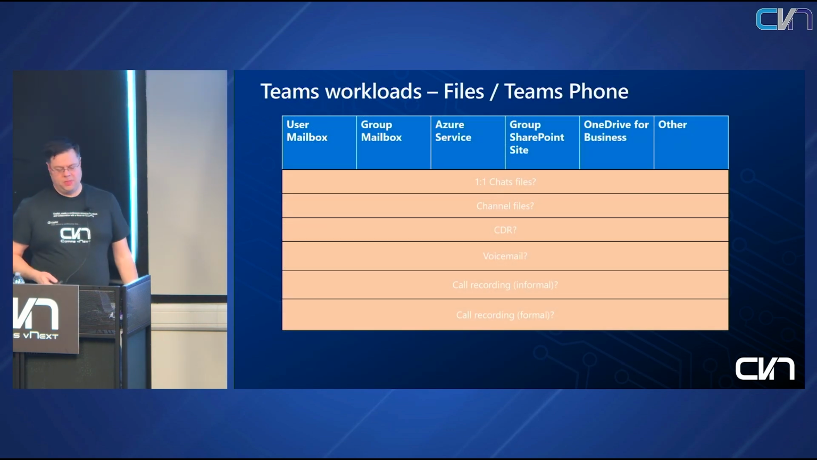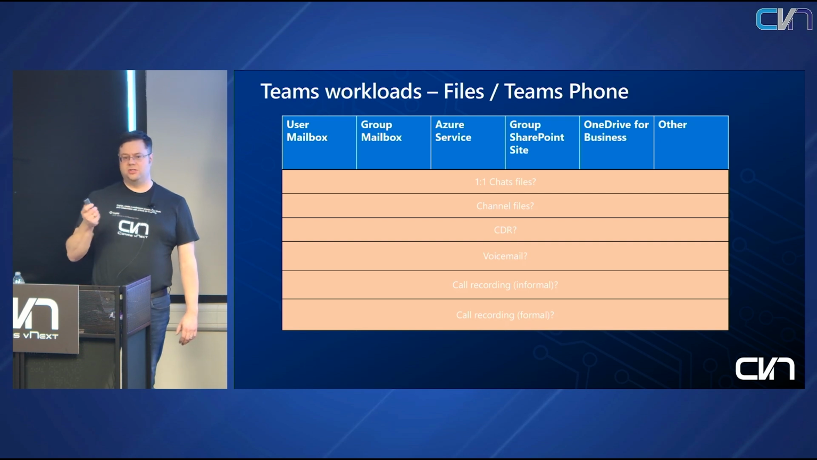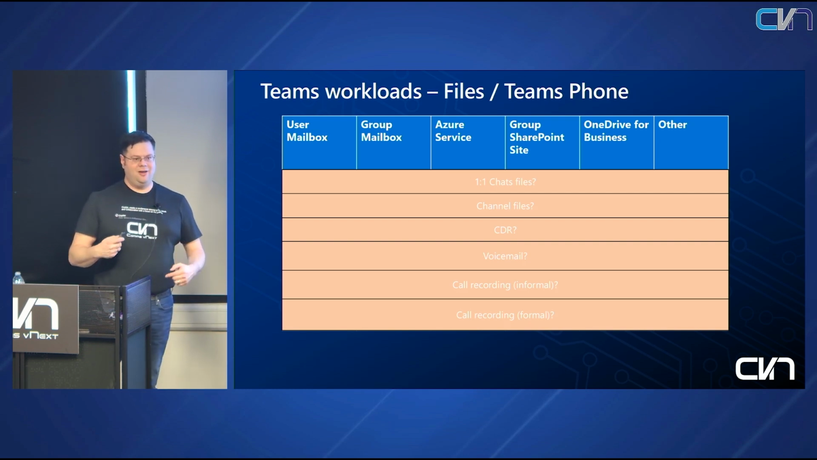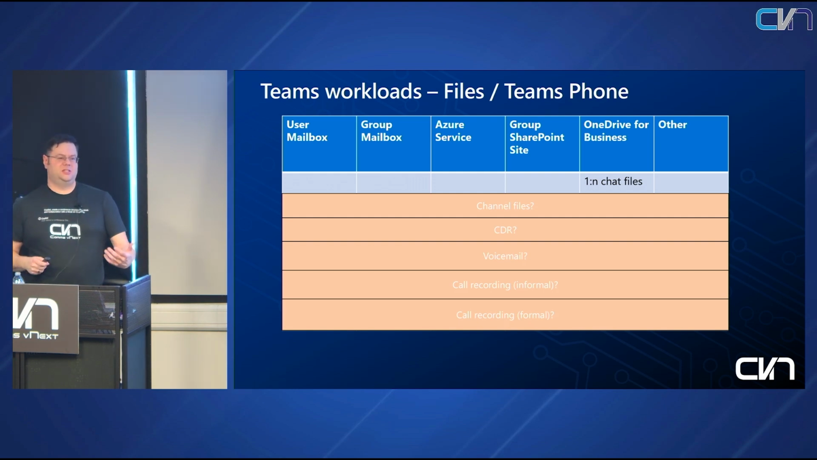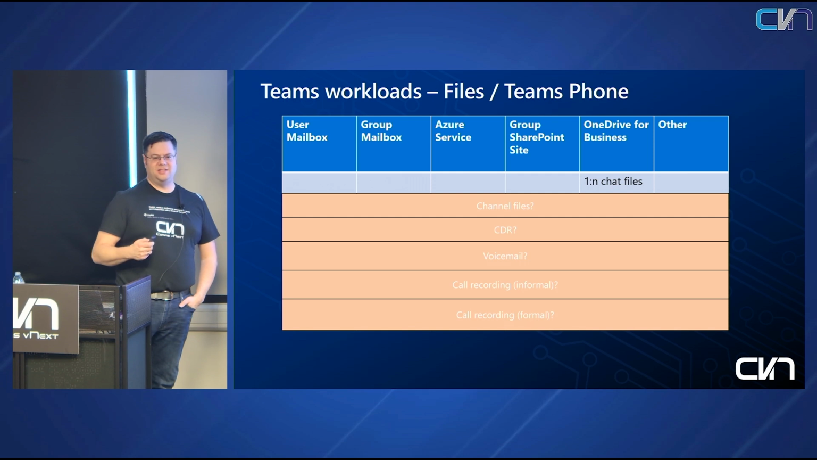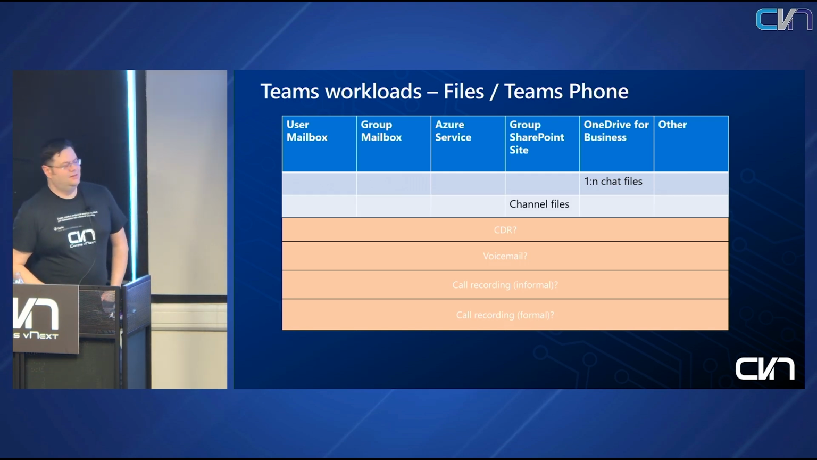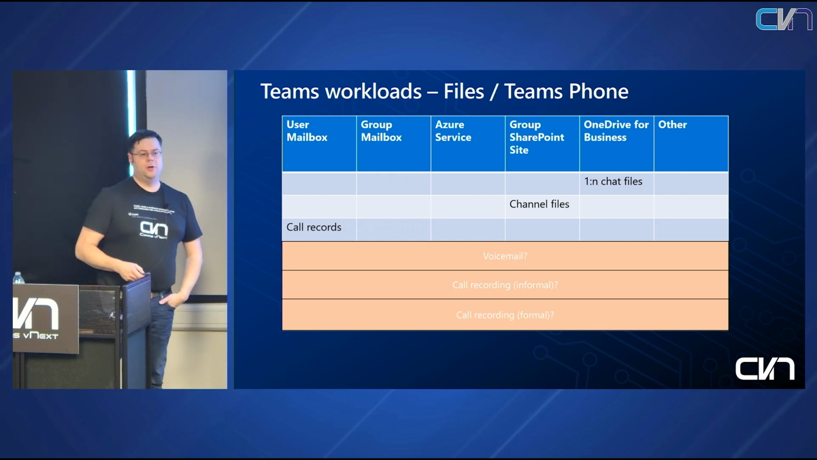Okay, next table. This one is about files and Teams phone related stuff. So one-on-one chat files, that goes against OneDrive for Business. So the person who shared it into the chat, it goes there. Teams will automatically permission it so the people in the chat have access to that file. Channel files. Go on, this is getting easy now, right? Goes against the group SharePoint. CDRs, call records, they go into the user's mailbox.